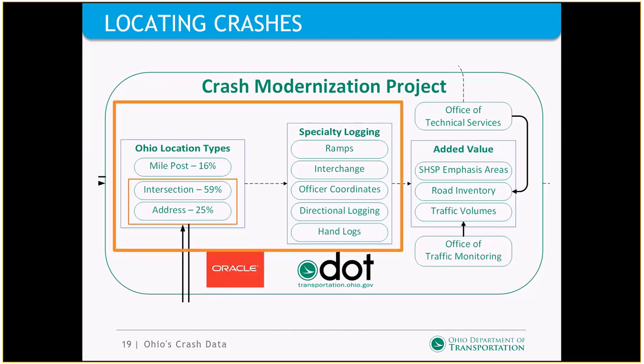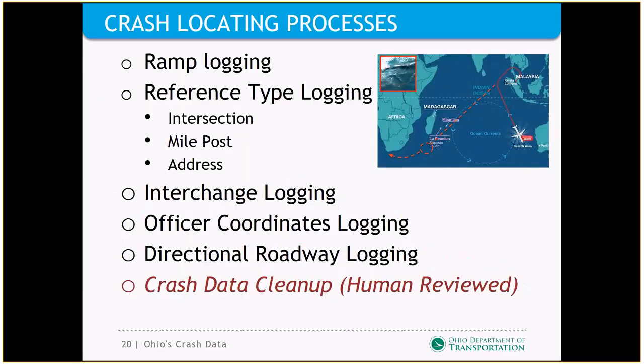Okay. So the rest of this presentation, I'm really going to focus on these items, how we log crashes, and then where we're going to in the future. But ultimately, once we log a crash, we're able to connect it to multiple other sources here at the DOT and provide additional information. So we can understand what the volume is on that roadway with that crash, or we can understand if there's guardrail along that piece of road where that crash occurred. So ultimately, we have these crash locating processes, and I'll walk through each one.